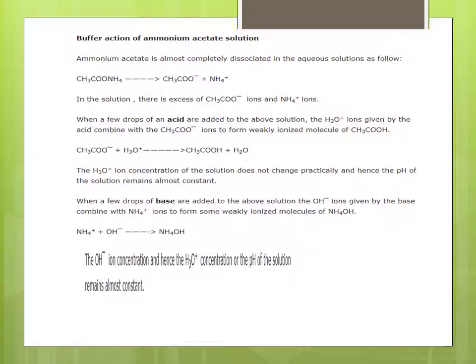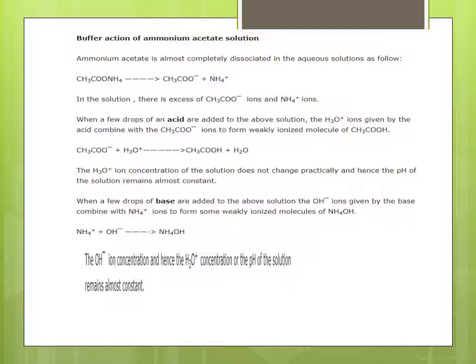When a few drops of an acid are added to the above solution, the H3O positive ions given by the acid combine with the acetate ion to form weakly ionized molecules of acetic acid. The acetate ion combines with hydronium ion to give back acetic acid and water. The H3O positive ion concentration of the solution does not change practically, and hence the pH of the solution remains almost constant.